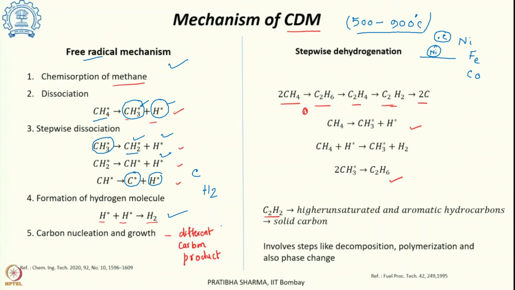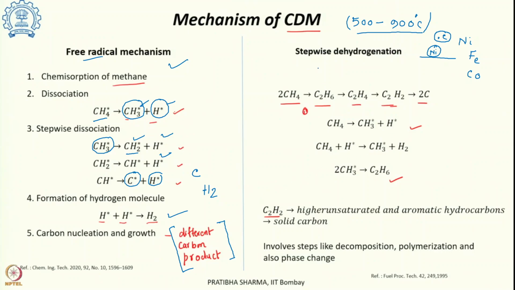Whatever I have told you, in this process different carbon products can be obtained, like CNT, multi-wall nanocarbon tubes, amorphous carbon particles, and some highly crystalline carbon solids. These are the carbon products, and different carbon products have different applications. This is a very promising material nowadays.